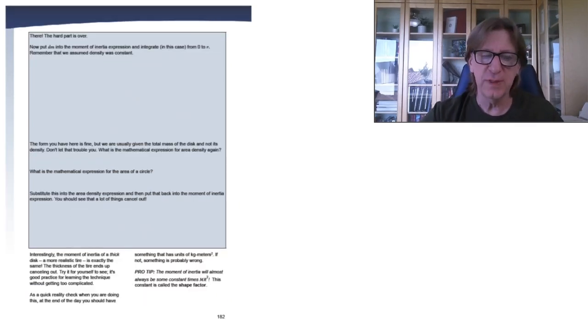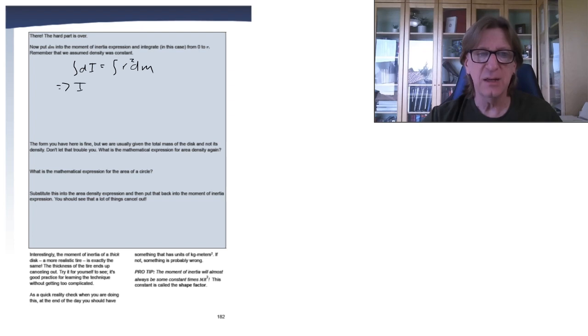So now we're going to put that into our moment of inertia expression. Just to remind ourselves what we had, it was the integral of dI, which is going to give us our I, is going to equal the integral of r squared dm. And then the integral of dI is just I. Now I'm going to take my expression that I just found for dm, and put it in here. And so I have r squared times sigma 2 pi r dr.